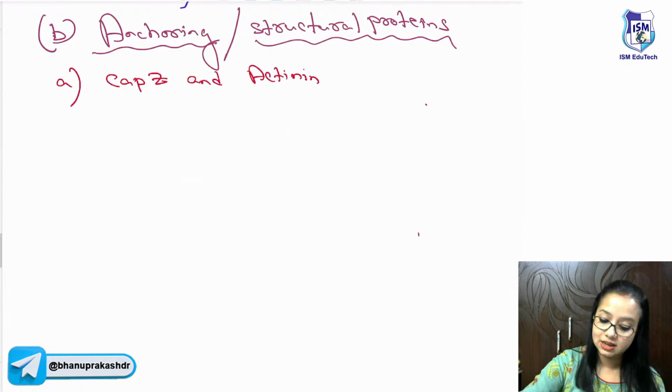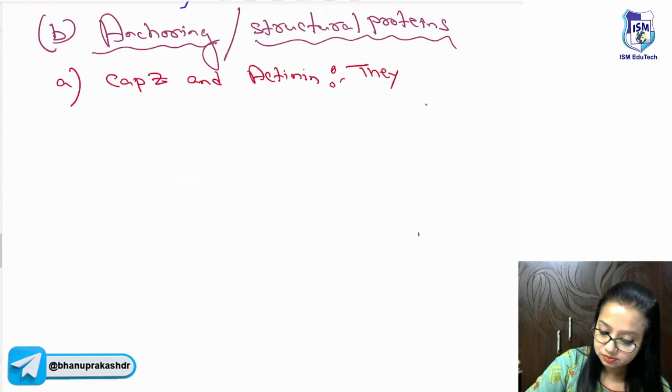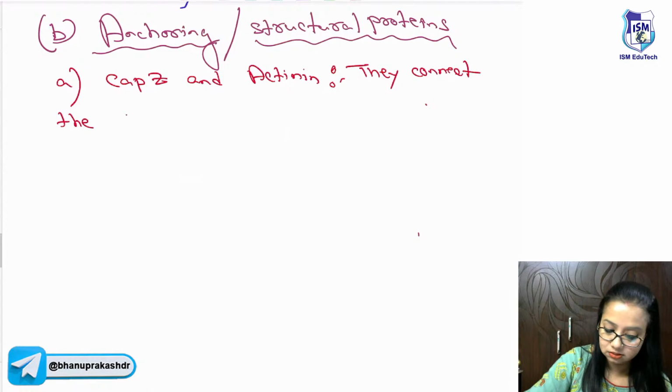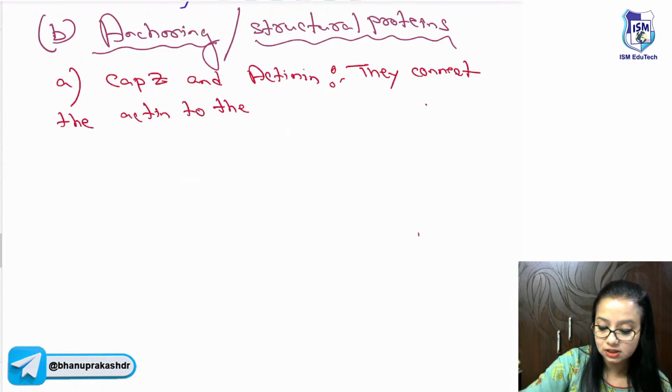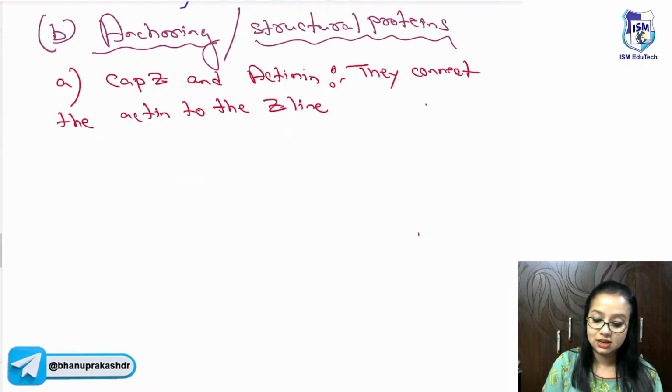So CapZ and actinin protein, what they do, they connect the actin to the Z line. Okay, the Z line and the actin are connected by this CapZ and actinin protein.